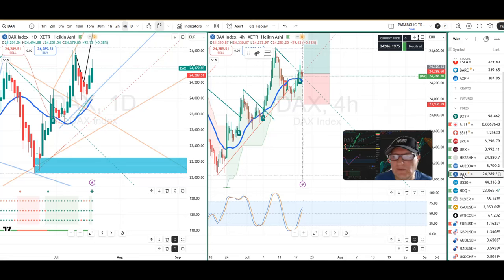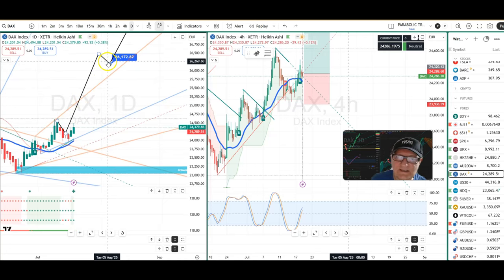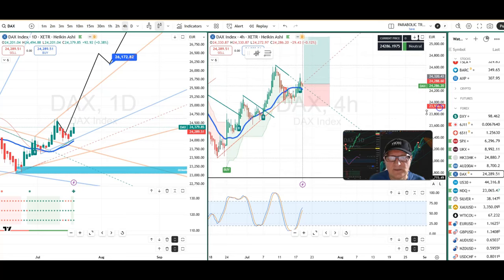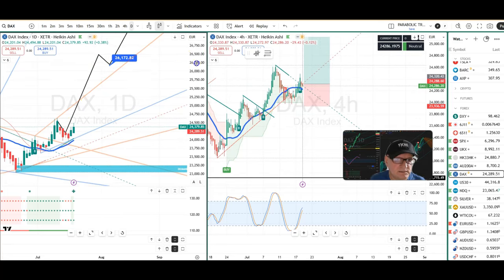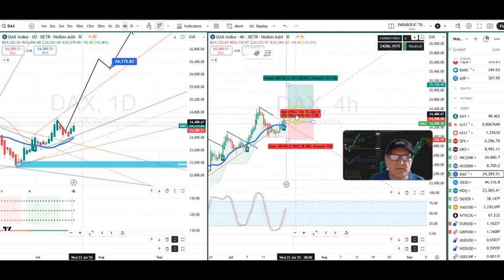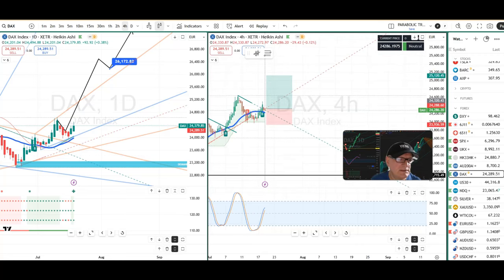German DAX is also parabolic to the upside. These are fantastic charts and looking really good. Heading for 26,172. Could see a big move on the German DAX into this week. The big moves, remember, might take a bit longer than a week. Remember that. So if you're looking for 2 to 1, just go for 800 points. 2 to 1, very nice.